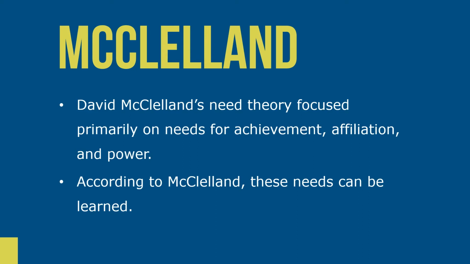David McClelland's need theory focused primarily on needs for achievement, affiliation, and power. According to McClelland, these needs can be learned. The need for achievement relates to a concern for attaining and maintaining self-set standards of excellence. The need for affiliation involves concern for building and maintaining relationships with other people and for being accepted by others. And the need for power is a concern for obtaining responsibility, influence, and reputation.